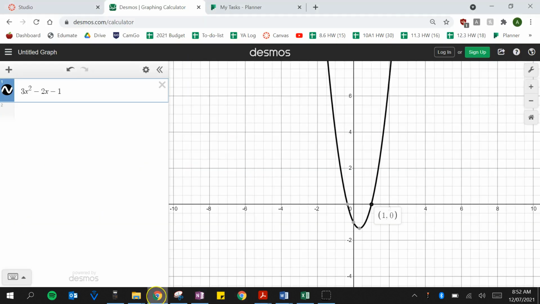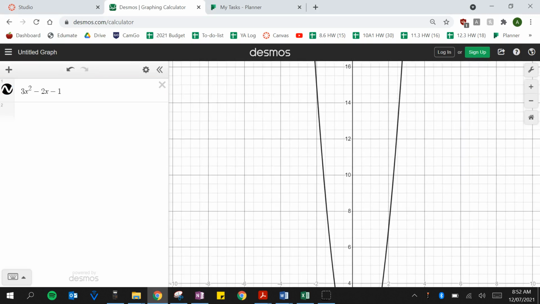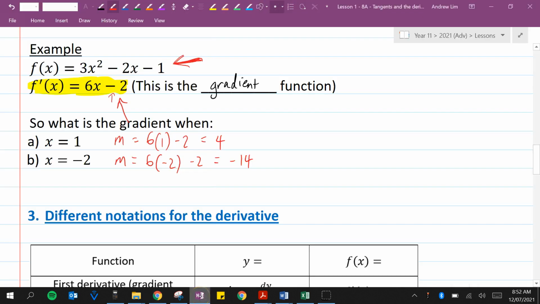Let's just have a look at here. So when x is negative 2, it's probably around here somewhere. The tangent, if we were to draw a tangent right there, it's sloping down and it's very steep. And the exact gradient is negative 14 at that point. So the whole point of differentiation is to create this gradient function that will allow us to calculate the gradient at any point along the curve.